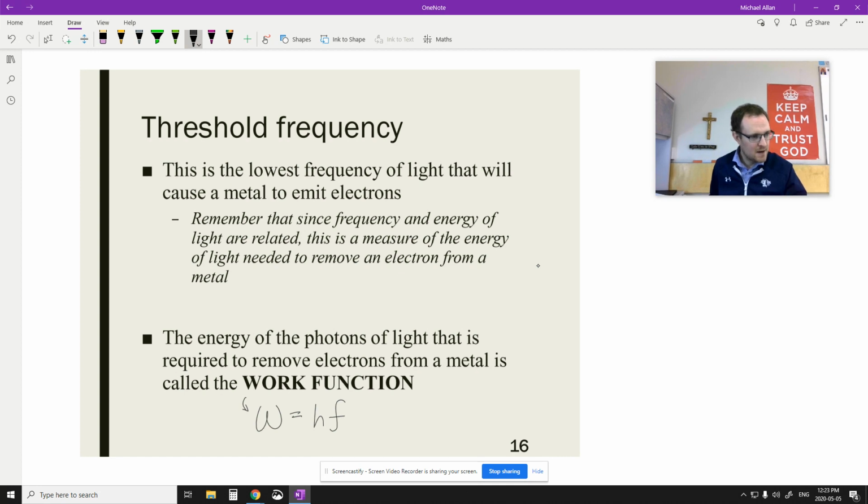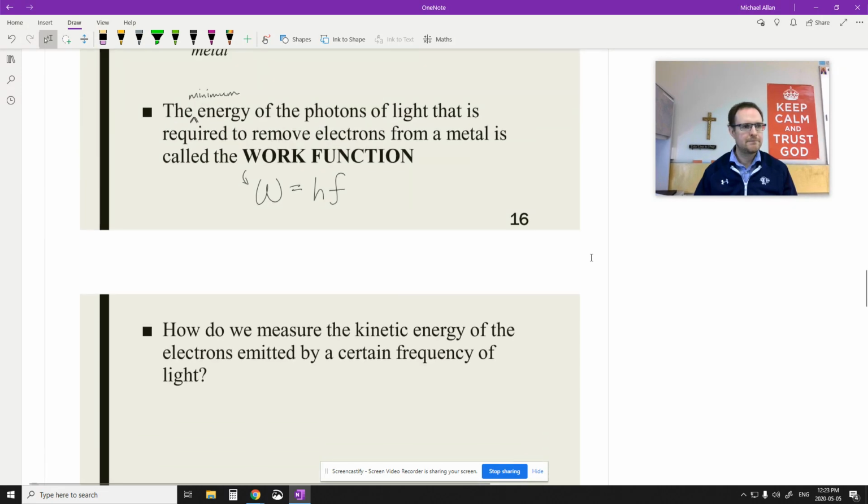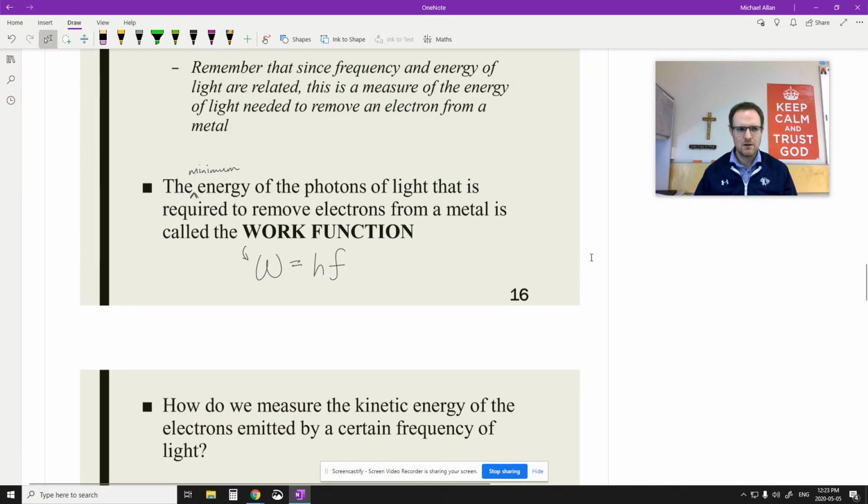The minimum energy of the photons of light that is required to remove an electron from the metal is called the work function. So it's energy. Usually it's represented in electron volts, sometimes in joules, not most of the time, but it's usually represented in electron volts. That's really all that is.